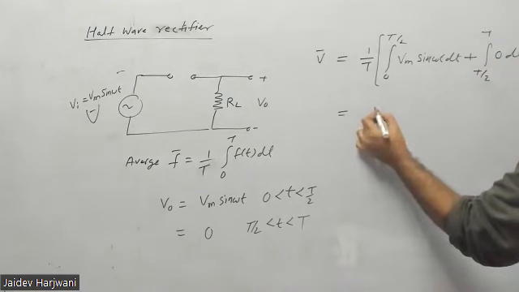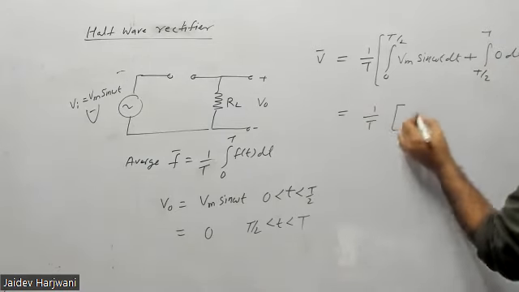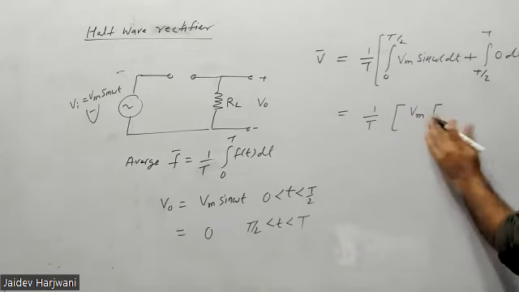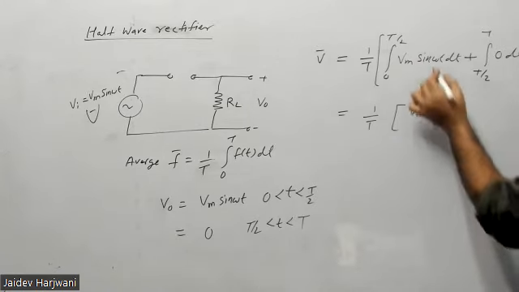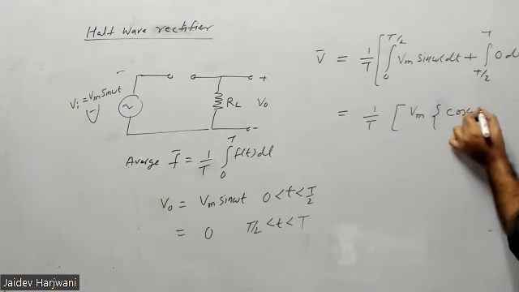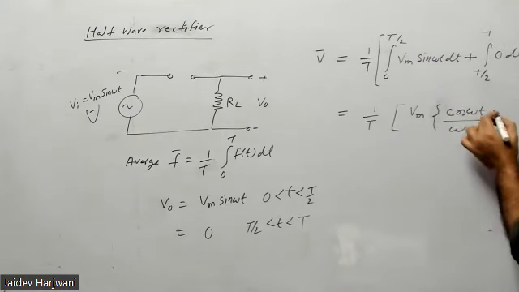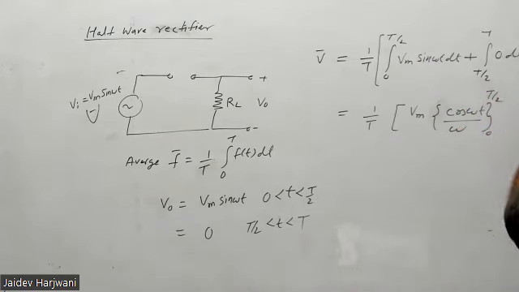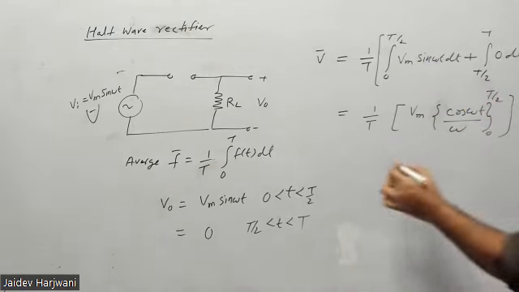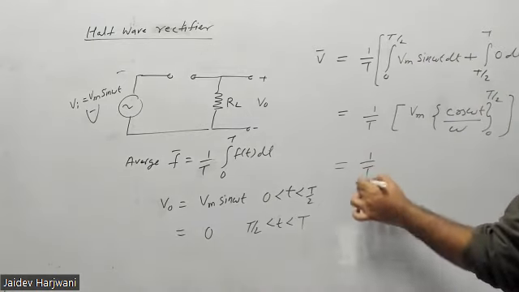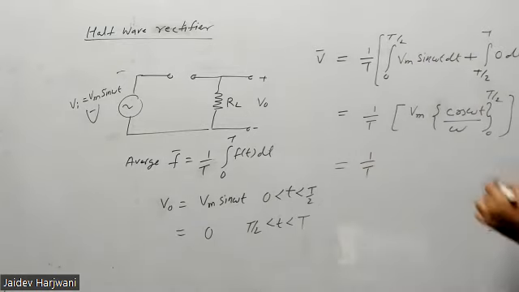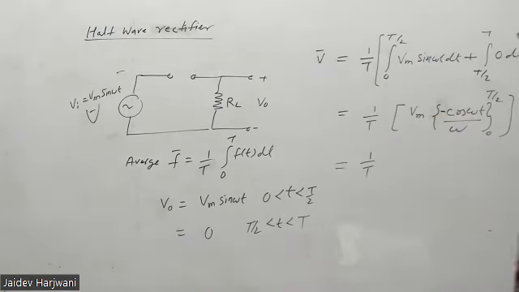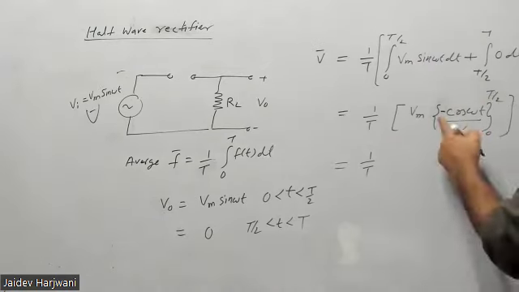So basically this will give me 1 by T. You can solve this simple integration. This will give you Vm, and the integration of sine omega t gives cos omega t, with omega coming down. The limit is 0 to T by 2, and of course this other part becomes 0, so I don't need to worry about it. The integration of sine omega t is minus cos omega t. Now you can change the limits.